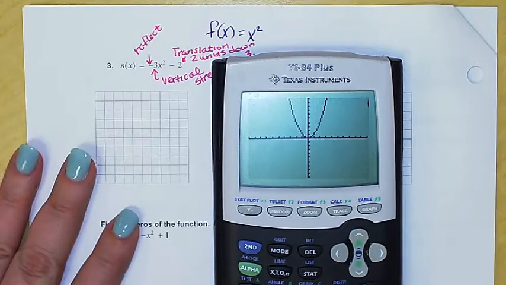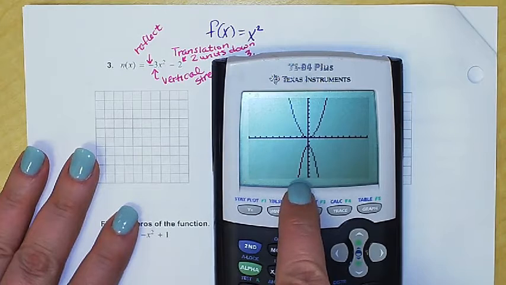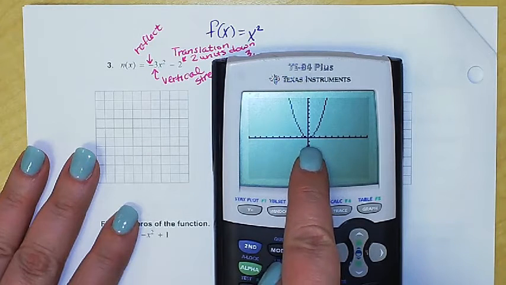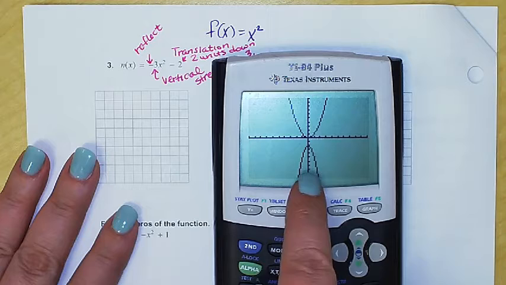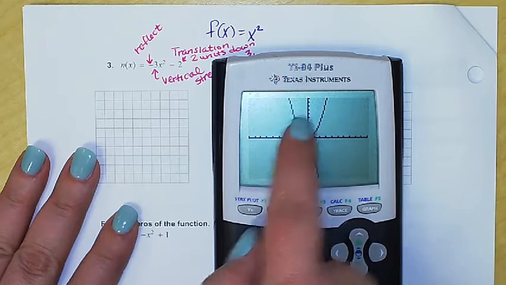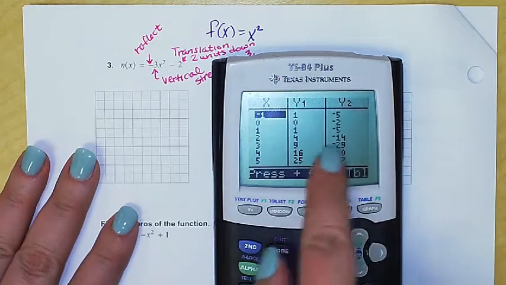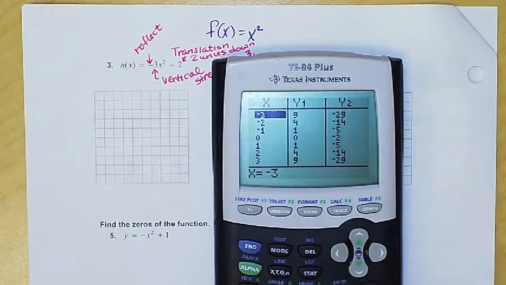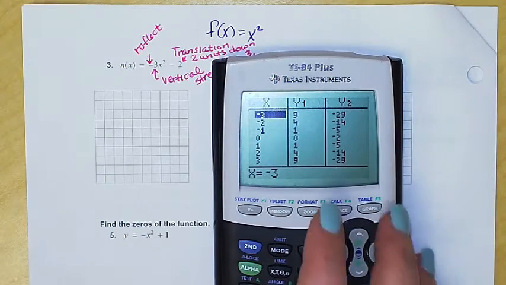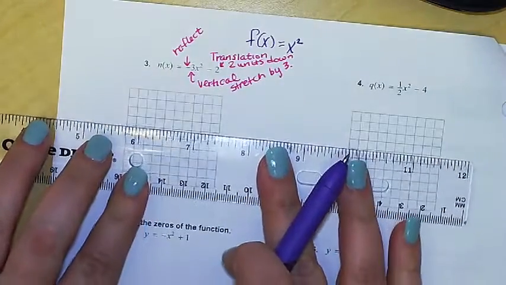There's our parent function, and there's our new function. There it is, downward. The vertex has shifted down 2 units, and the width of it is a little bit less wide or narrower than the original. There it is. And then you can pull up your table of values so you can graph some of those points. Okay, so obviously we need positives and negatives here to graph it.